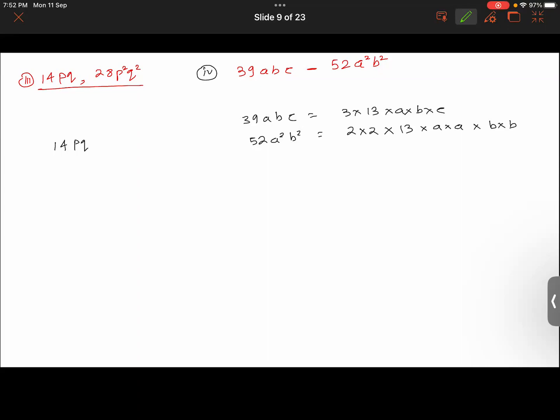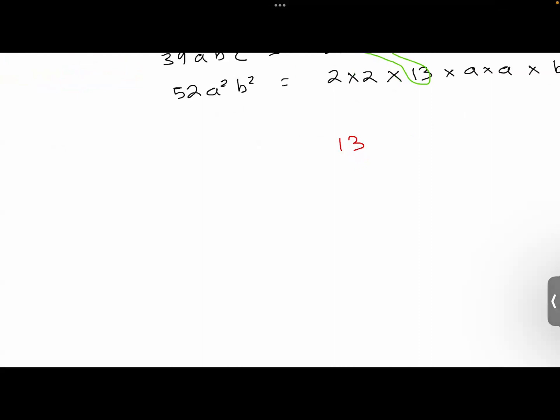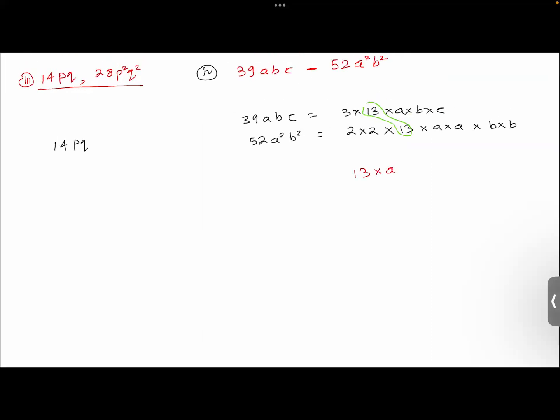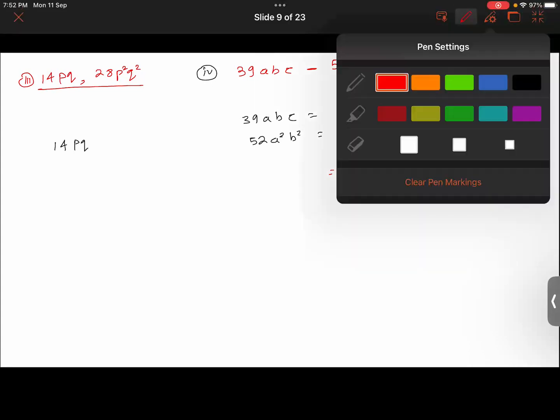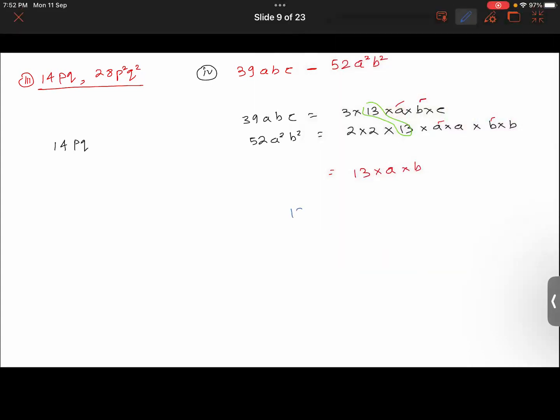13 is common. Good. A is also common, so we have eliminated A also, and B. B is common here. So 13AB is common here, right? Right. So let's write the term 13AB. Now, if you were to take 13AB out of this term, what are you left with? You are left with 3C. C and 3, isn't it?